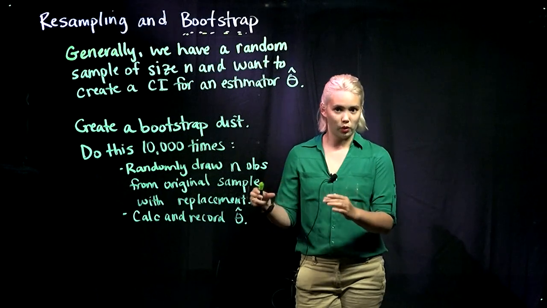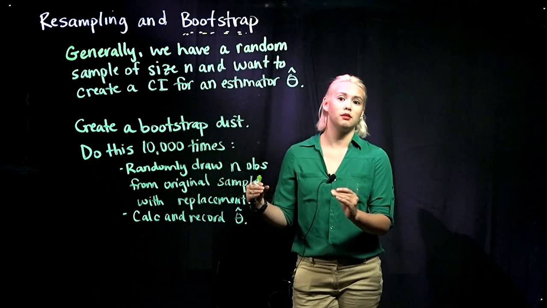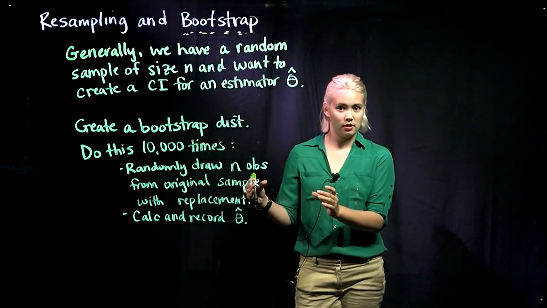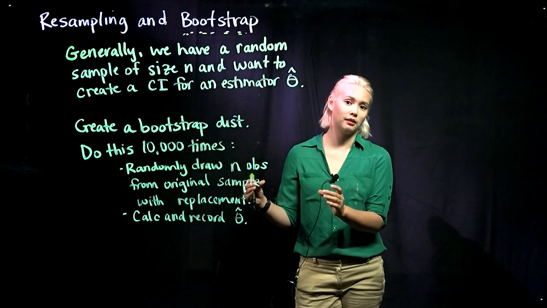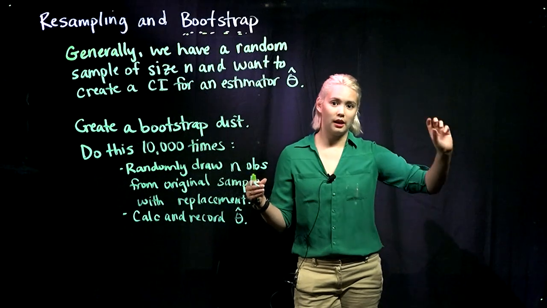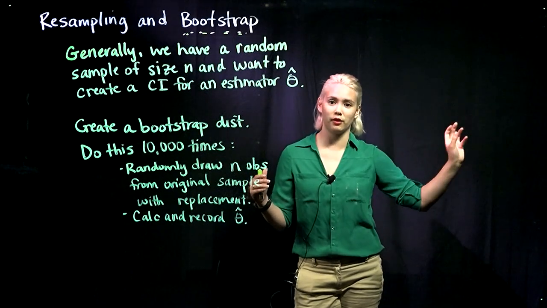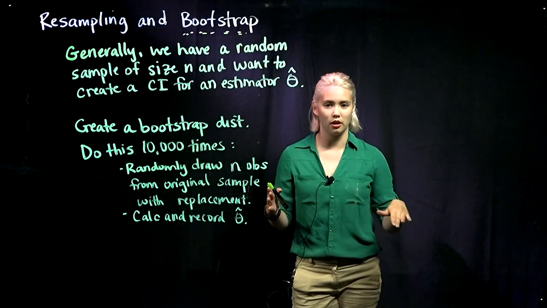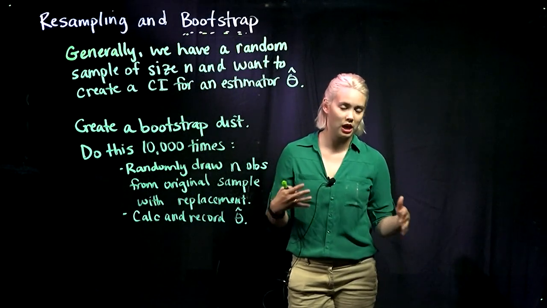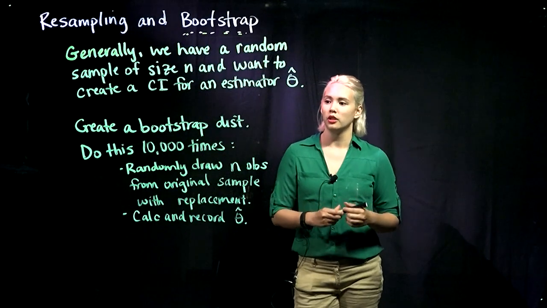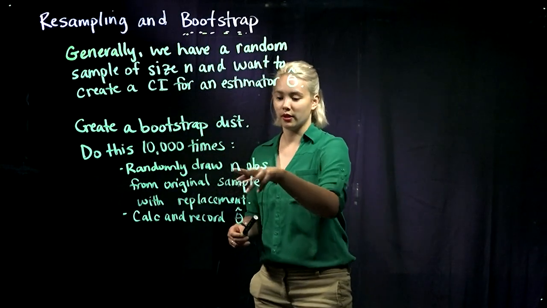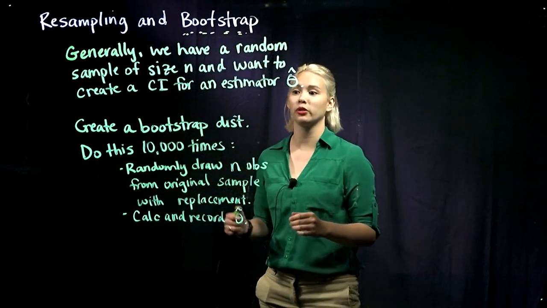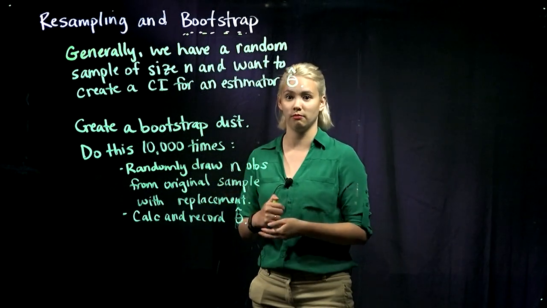So now you've created one resample, it has size n, just like your original sample, and now we go and calculate whatever that statistic is, theta hat. And we write it down somewhere safe and keep track of it because we're going to need it for later. You wouldn't actually write it down, you just have R or whatever software you're using keep track of it. So you would do these steps over and over and over, maybe 100,000 times, 10,000 times, something like that, and that would create your bootstrap distribution.